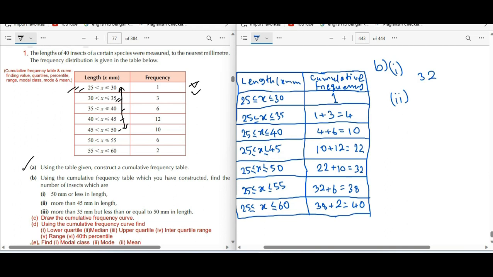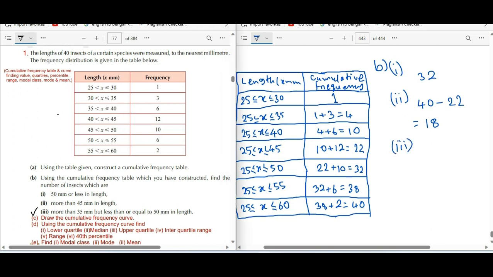And in number 2, more than 45 millimeters in length, so we need to find the number of insects that are more than 45, so that means you need to find all these values. We know that the total number of insects is 40, so just simply subtract the number of insects that are less than 45 from the total number. In the cumulative frequency table we can see that from 25 to 45 the number of insects was 22, so after subtracting you'll get 18.